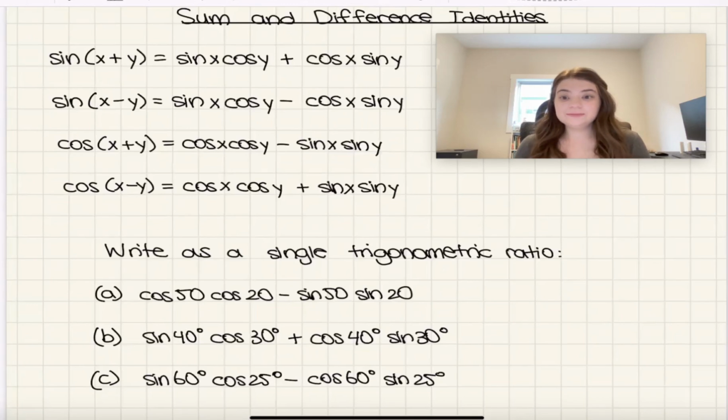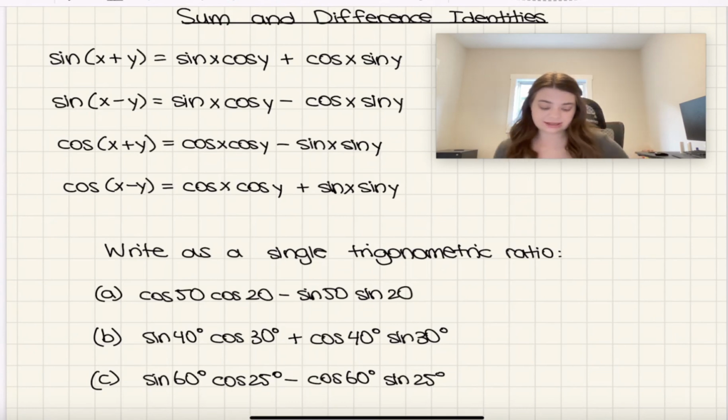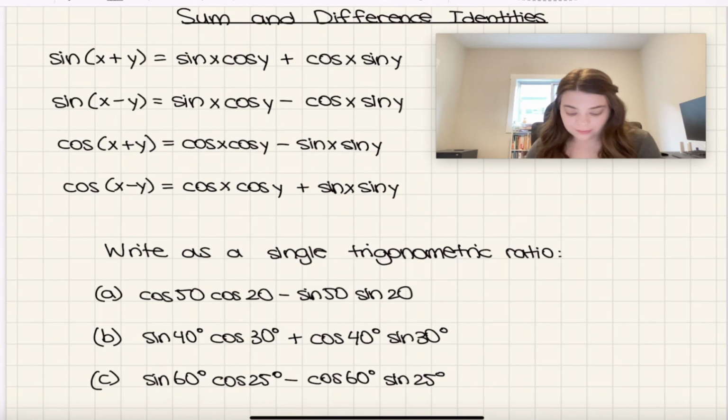Welcome back, everyone. Today, we're going to be using sum and difference identities in order to write the following as a single trig ratio. Okay, so let's start with the first one, which is cos 50 cos 20 minus sine 50 sine 20. Well, first of all, we need to identify if this is a cos sum or a cos difference or a sine sum or sine difference.